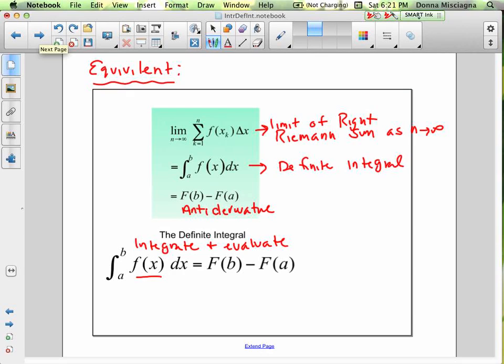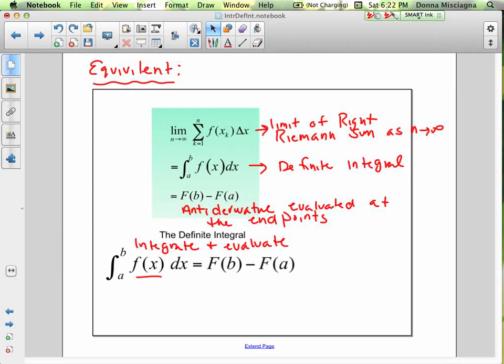And this is the antiderivative evaluated at the endpoints. And they are the same thing. So now we have another way to be able to evaluate a definite integral, and that is to integrate and evaluate.